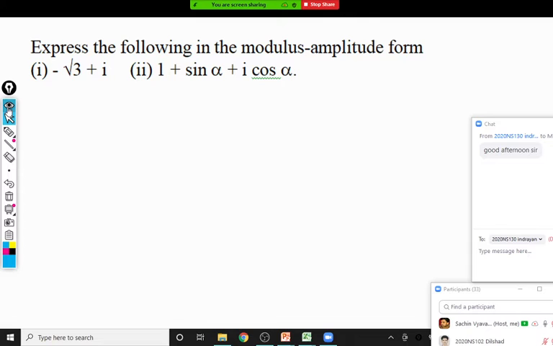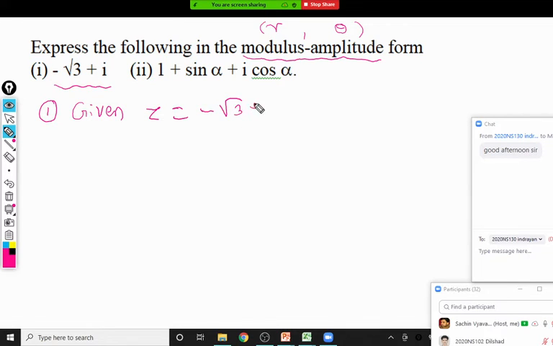Question number 1 is: express this number minus root 3 plus i in modulus amplitude form. The modulus is denoted by r or mod z, and amplitude is theta. So the r, theta form is the polar form that we have to write here. So the first example, given z is equal to minus root 3 plus i.